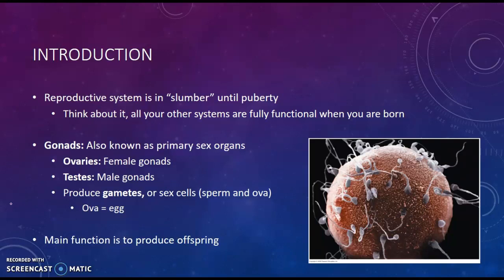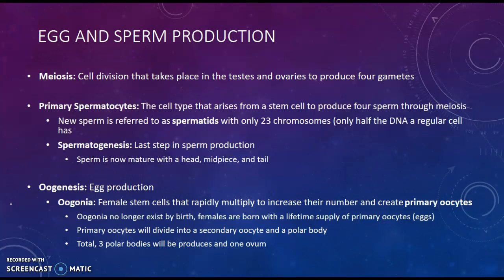So the gonads for the ovaries are going to be the female gonads, and the testes are going to be the male gonads. Now, each of these produce what we call gametes or sex cells. For males, it's going to be sperm, and for females, it's going to be the ova or the egg. And obviously, the main function of the reproductive system is to produce offspring.